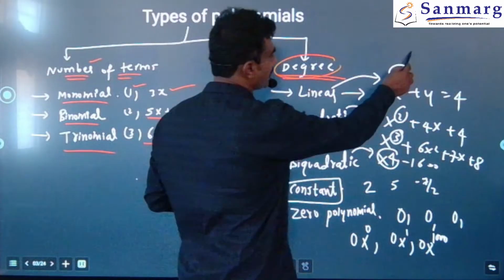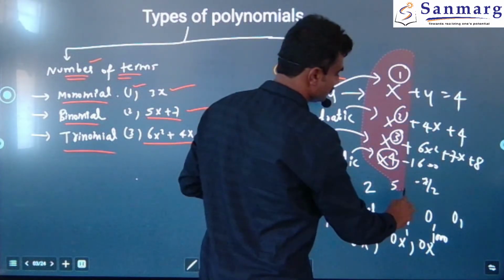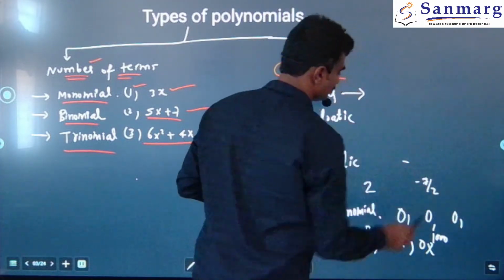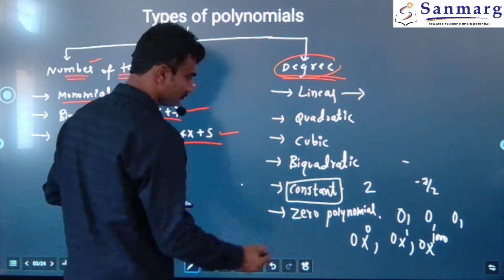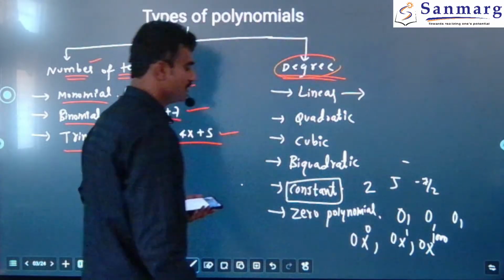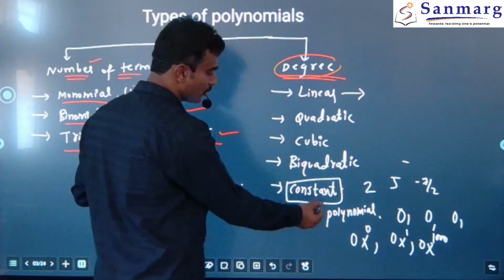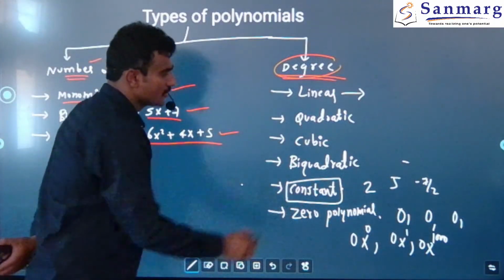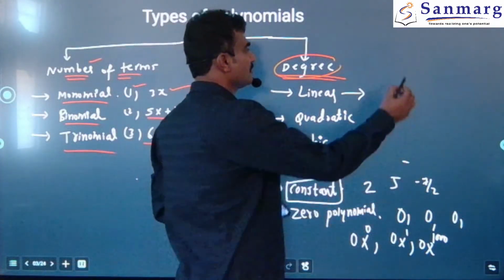The last two categories, which we can say are constant polynomial and zero polynomial. So what is a constant polynomial? A constant polynomial is something like constant numbers.